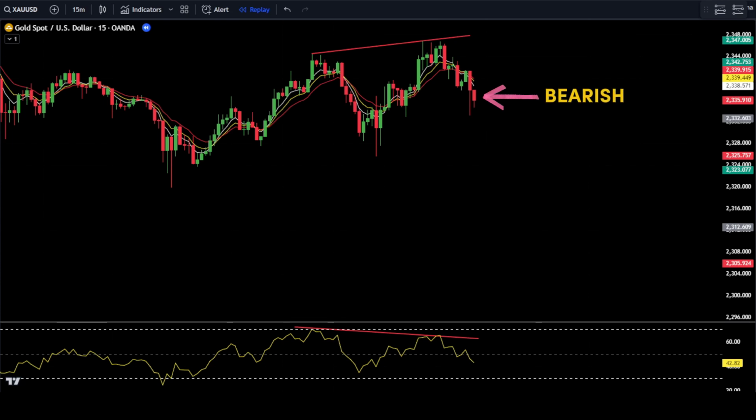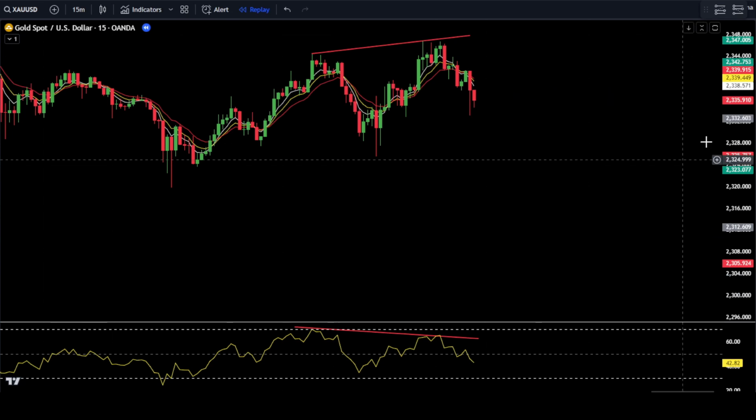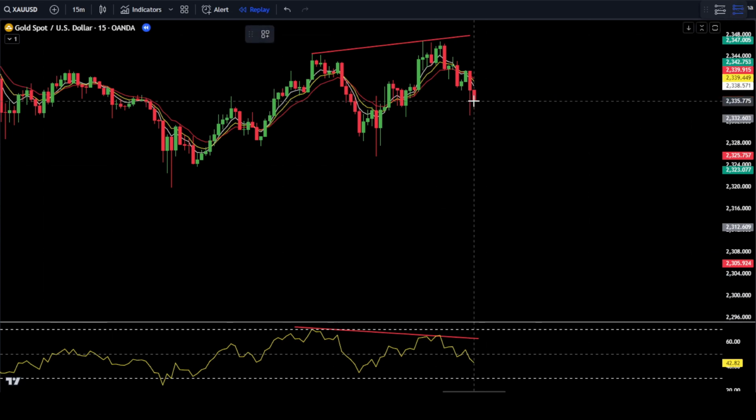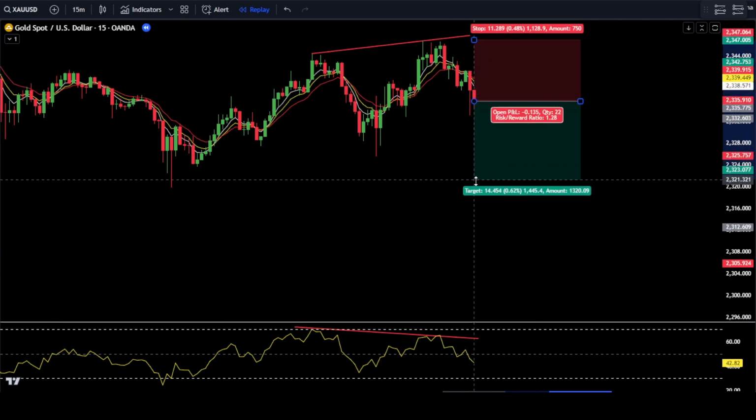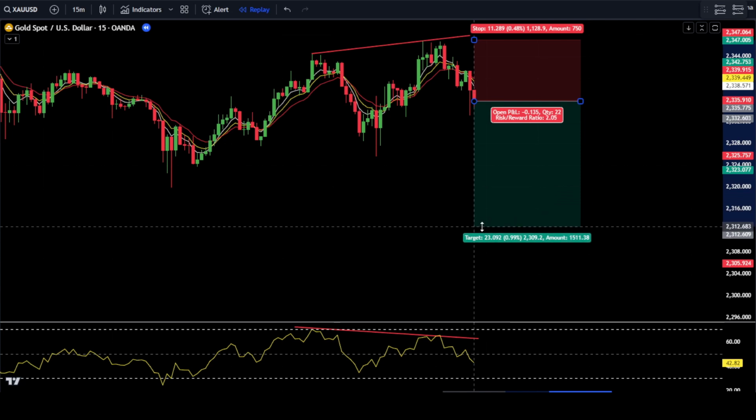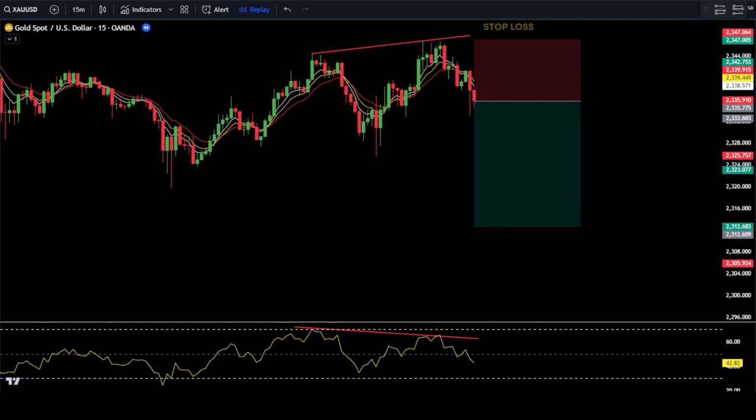For confirmation, ensure that the formed candlestick is bearish. If all is confirmed, you can place a sell order after the bearish candlestick closes. Place the stop loss at the most recent swing high. Use a take-profit target with a risk and reward ratio of 1:2.